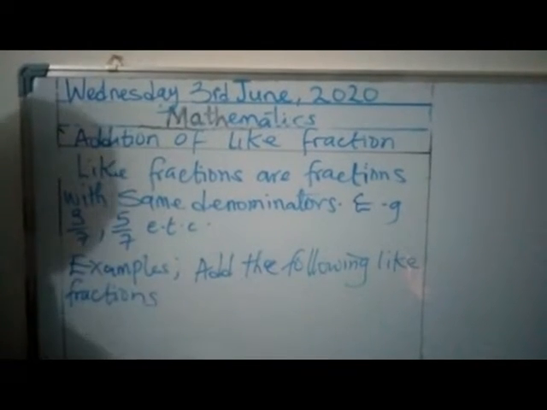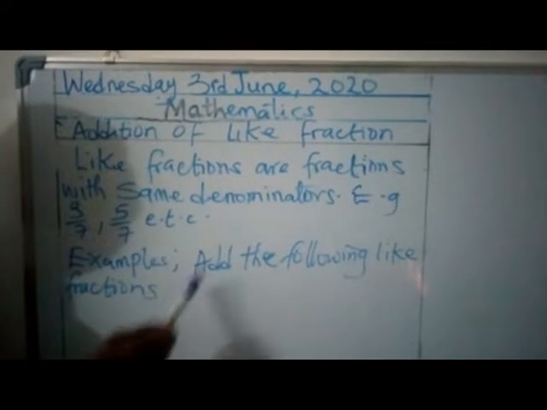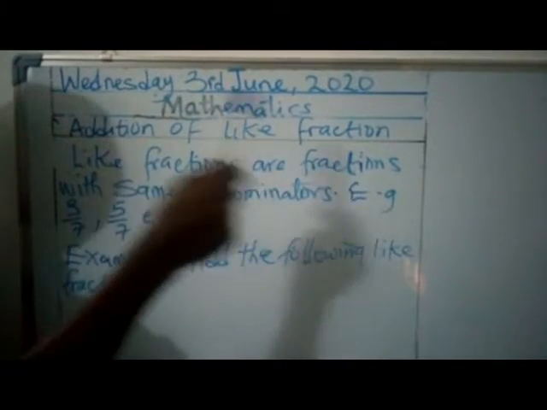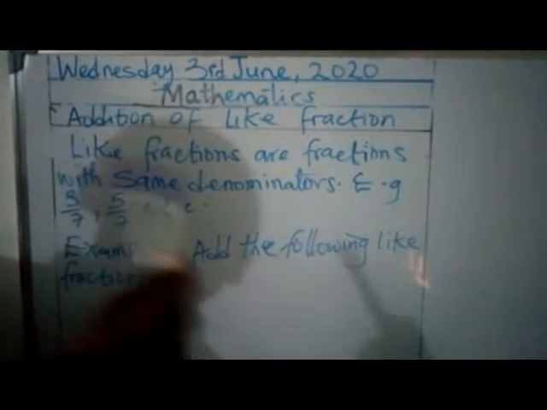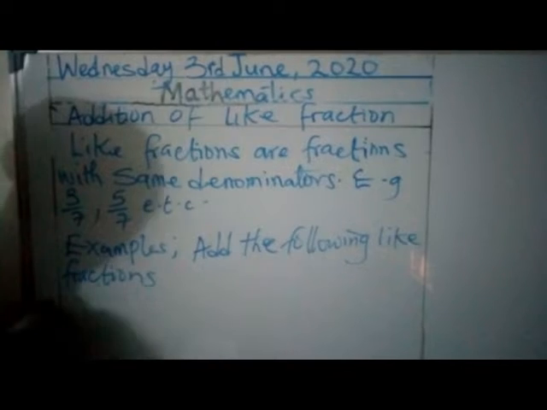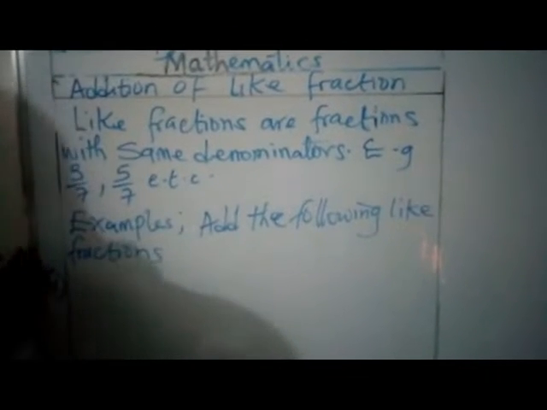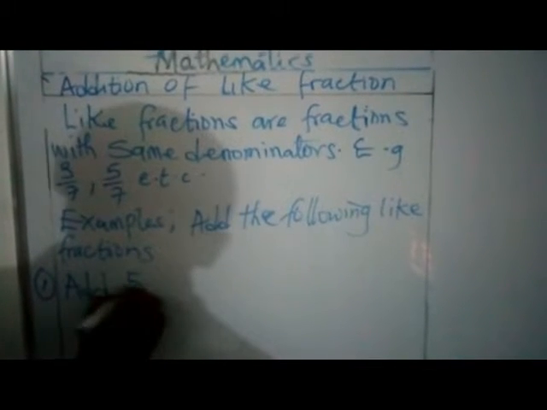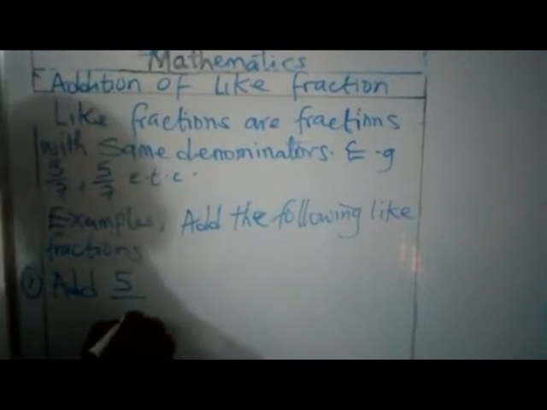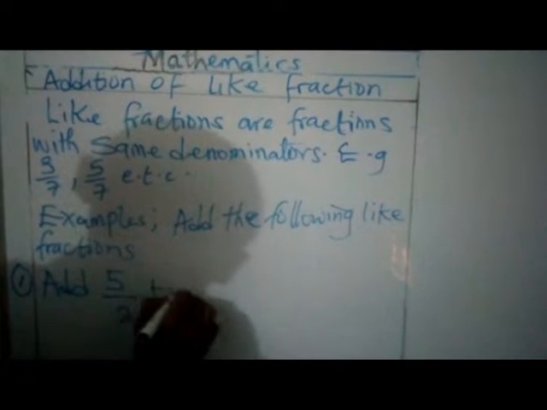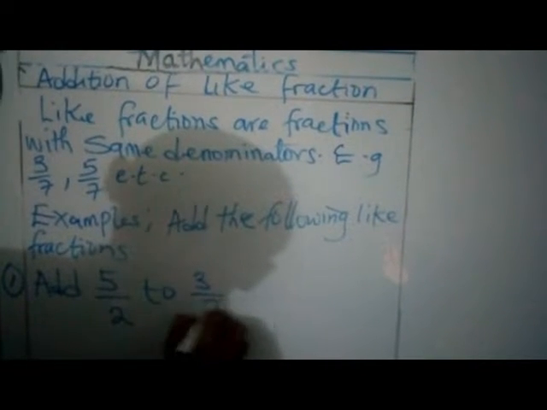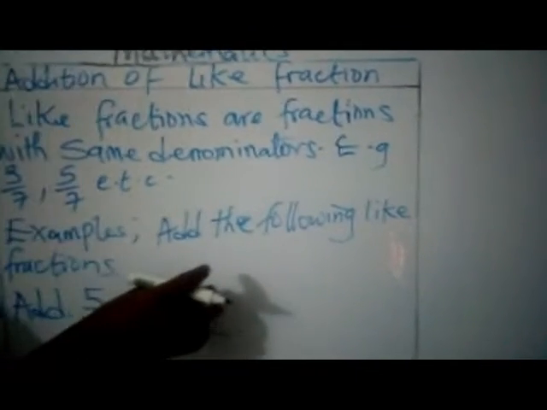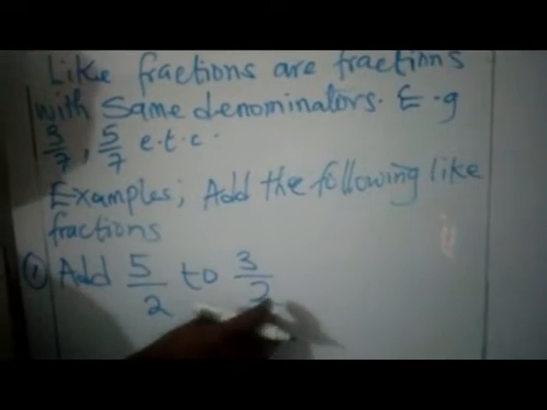Now let us run through some examples. We are to add the following like fractions. Remember, we are doing addition of like fractions. Now let's do the first example. Add 5 over 2 to 3 over 2. Now you can see from this question we have 5 over 2, and we are adding it to 3 over 2.